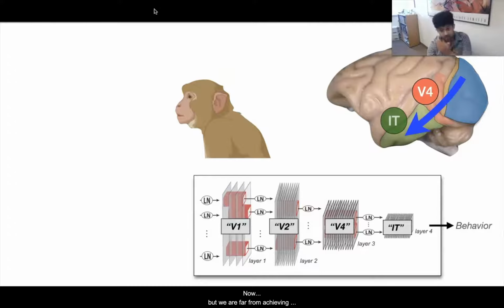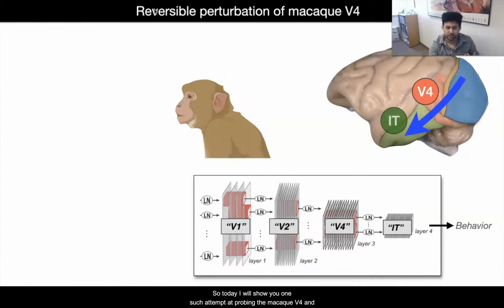Now, we are far from achieving this, to be very honest, and to get more information about this system, we need to probe the neural circuits in ways that allow us to test the causal nature of the dependencies between such circuits and behavior. So today I will show you one such attempt at probing the macaque V4, and to test whether that is causally involved in visual object recognition.